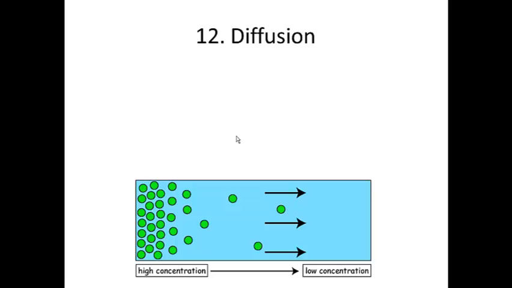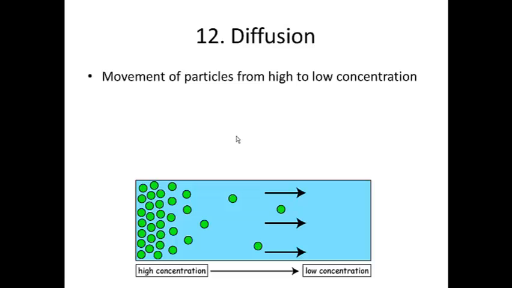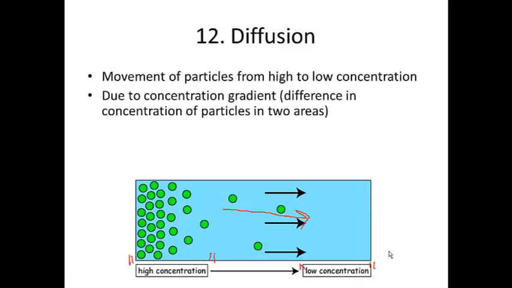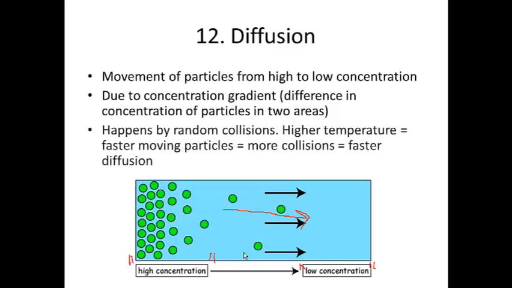So, diffusion. Diffusion is the movement of particles from a high to low concentration. So you see in this picture, I've got these particles, and they are at high concentration on this side, and the net flow of them is going to be in this direction because there are no particles over here, a low concentration of particles. It is due to a concentration gradient, so that's what we see here. We see that we have one side with high concentration and one side with low concentration. So that difference is what we call the concentration gradient.